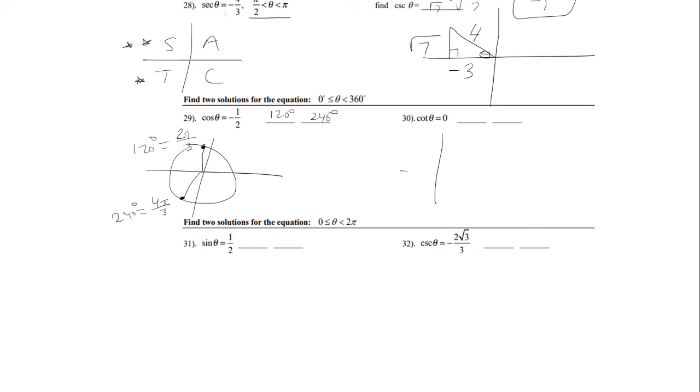And when is cotangent equal to 0? Well, that's when cosine over sine is 0. And if we multiply by sine, we get cosine is 0. So when is cosine equal to 0? That's going to be at 90 and 270.